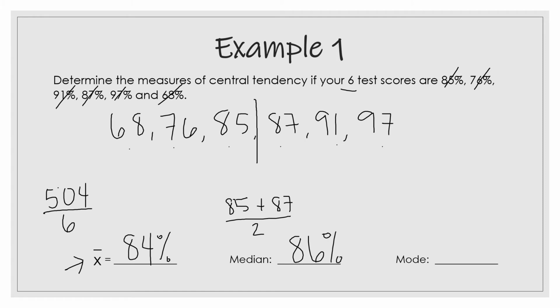And then the mode we can just look for. The mode is the number that repeats the most. In this case, none of our numbers repeat, so I'm going to have no mode. I can say none.